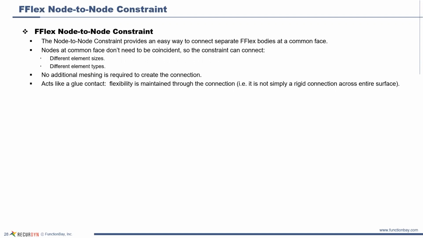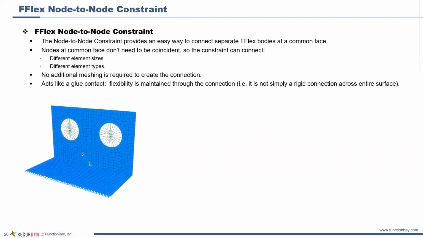and different element types also. This node-to-node constraint will connect the meshes without any extra meshing having to be done. And it acts like a glue contact where the flexibility is maintained through the connection.